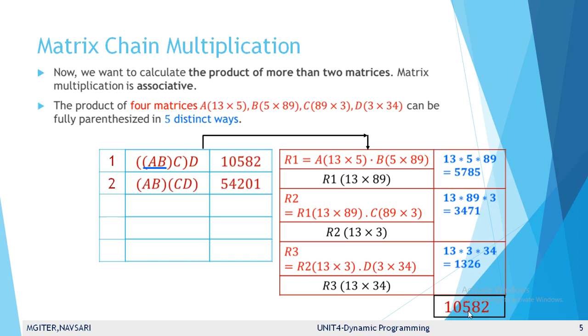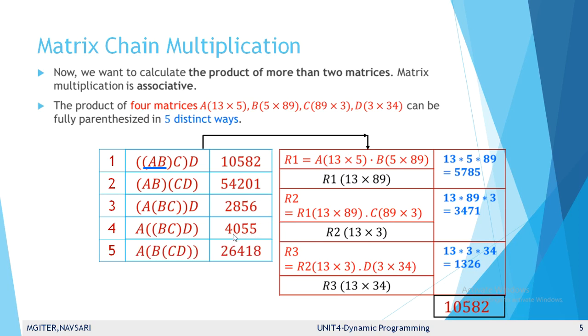The total computation required is 10582. Now the second way of multiplication is to first multiply the A and B matrices and then multiply C and D. It requires 54201 computations. The third way is to first multiply B cross C, then multiply with matrix A, and then multiply the whole answer with matrix D. The computation required is 2856. The fourth way is to multiply B cross C, then multiply with matrix D, and after that multiply with matrix C. How much computation is required? 4055.